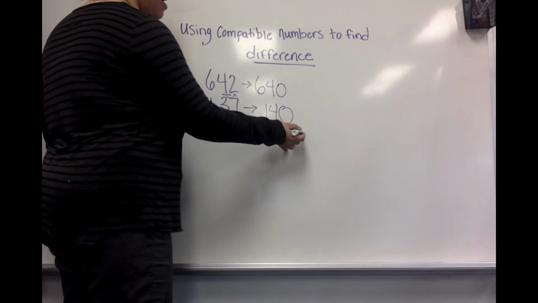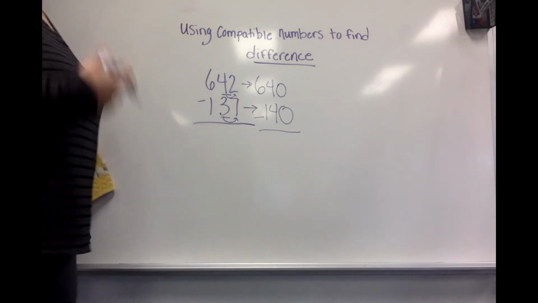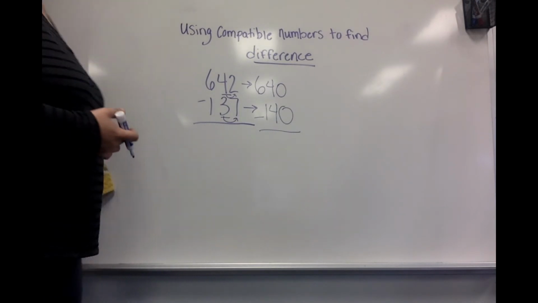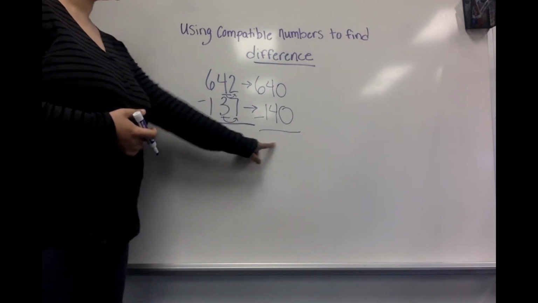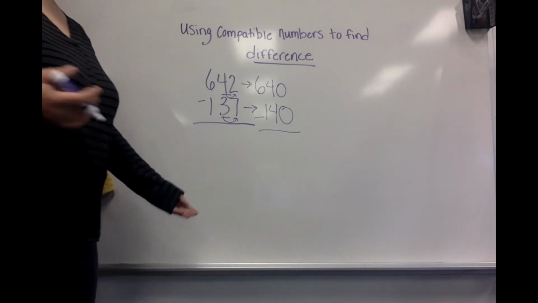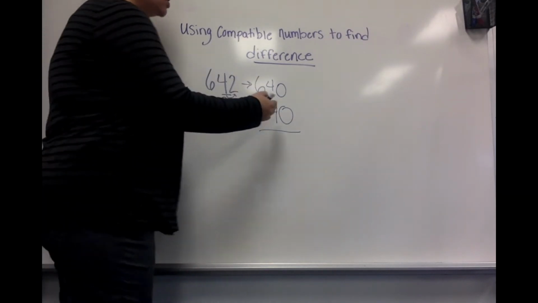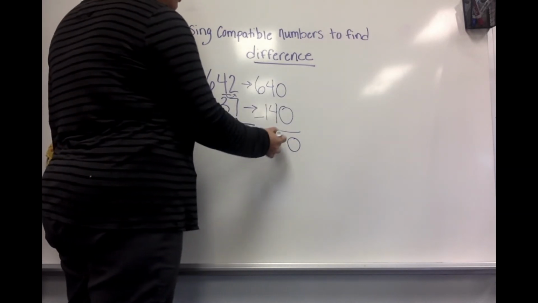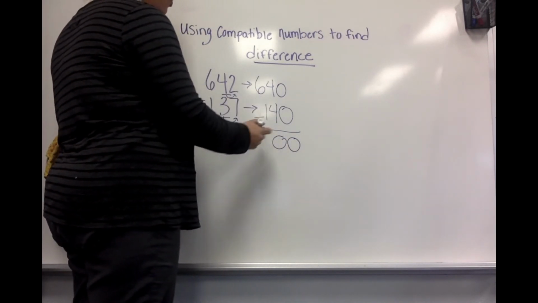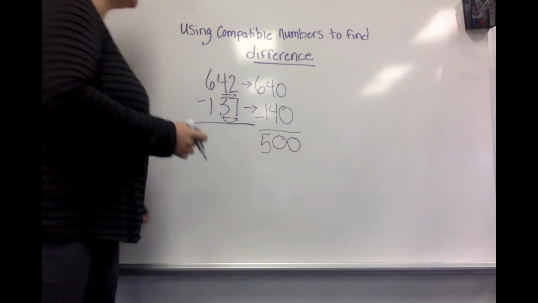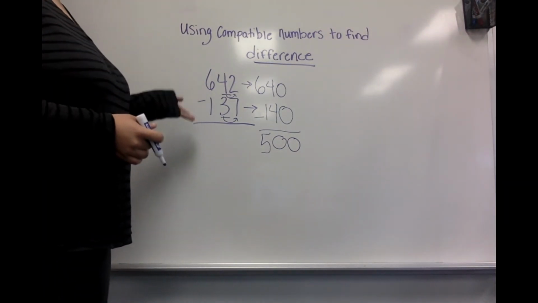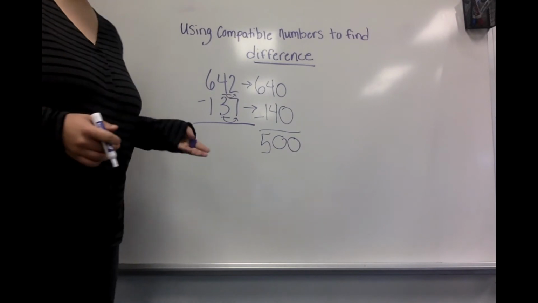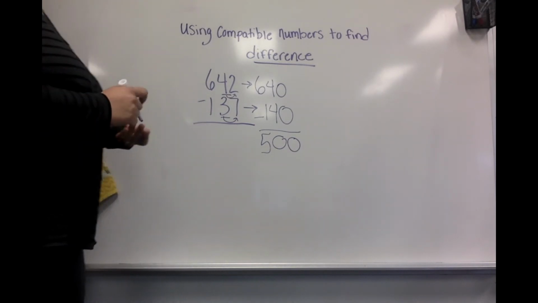So now we have our new way of finding our difference. So now the students will just simply subtract from left to right normally. And we know that 0 subtract 0 is 0. 4 subtract 4 is 0. And 6 subtract 1 is 5. So we would say that the estimated difference between 642 subtract 137 would be 500.